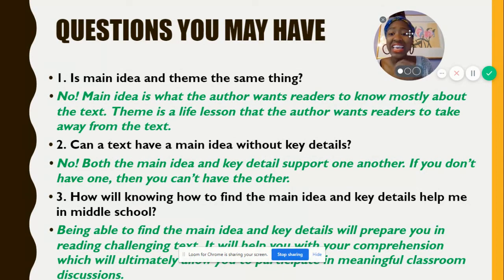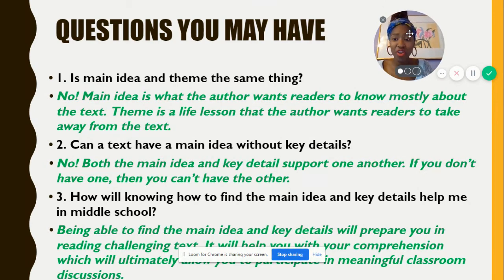Second question, can a text have a main idea without key details? No, you have to have both of them because the main idea and key details support each other. So if you don't have one of them, then you don't have the other. You can't have a main idea if you don't have key details, and you can't have key details if you don't have the main idea.